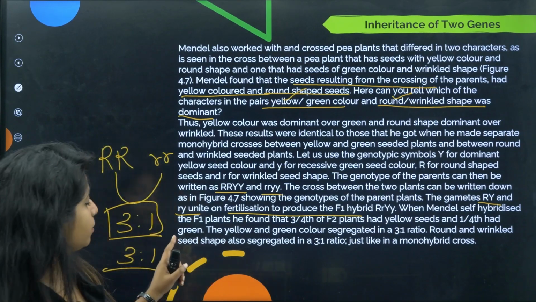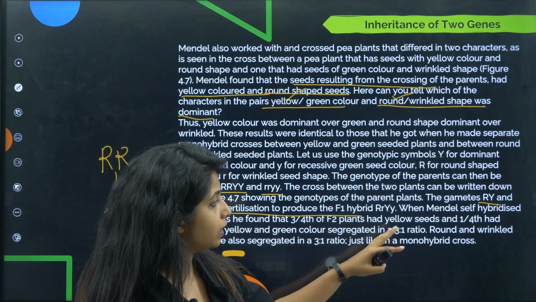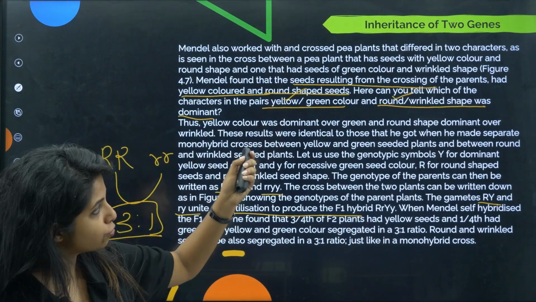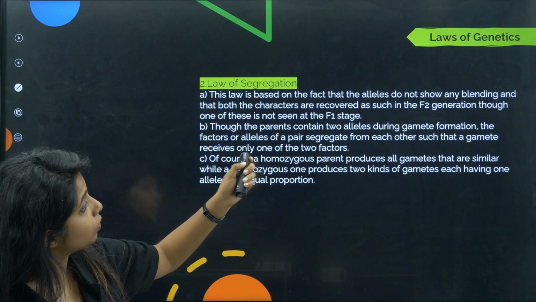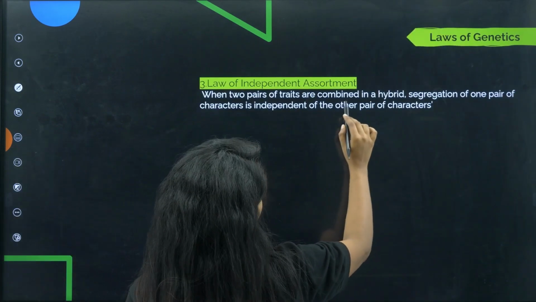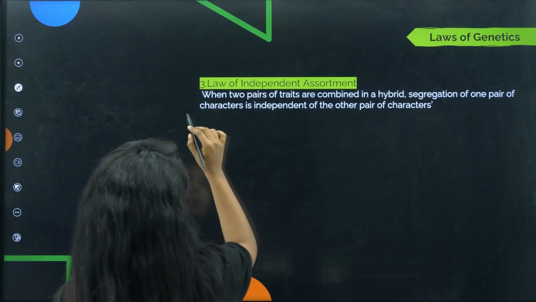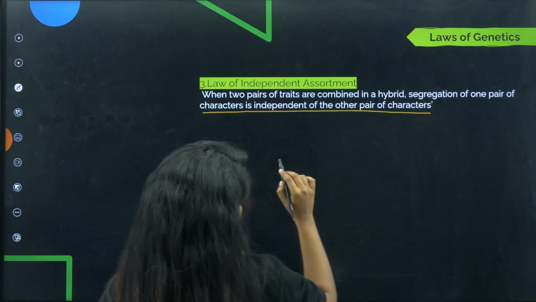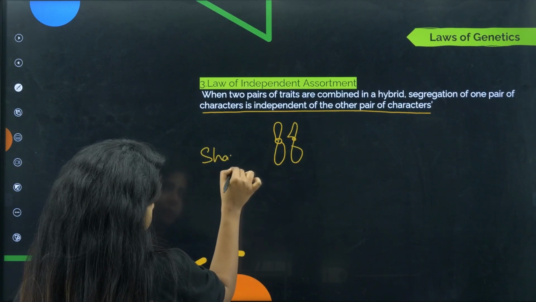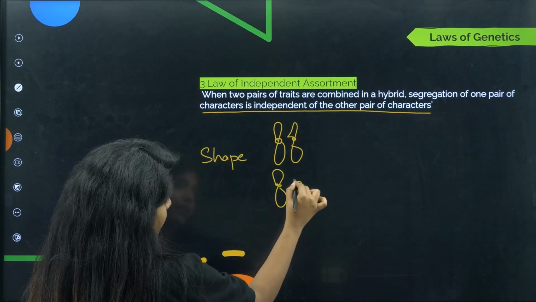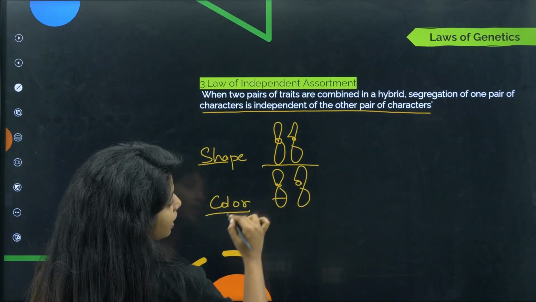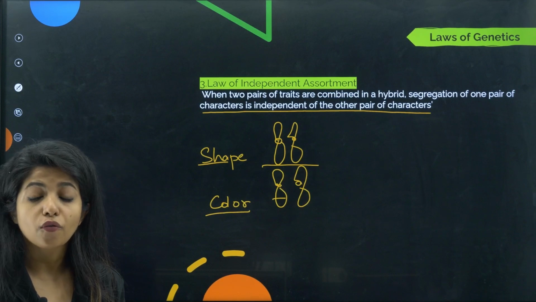Now, when Mendel self-hybridized the F1 plant, he found that 3/4 of the F2 plant had yellow. The same thing that we covered, there is nothing extra. One line I deleted from here so that I can put it in the next slide, that is about the law of independent assortment. So when 2 pairs of traits are combined in a hybrid, segregation of one pair of characters is independent of the other pair of characters. So we know that the one for shape was segregating independently from the one for color. It had nothing to do with this. This is the law of independent assortment.